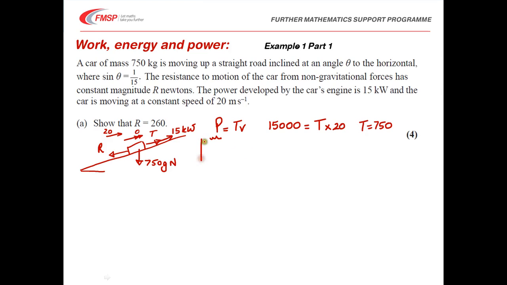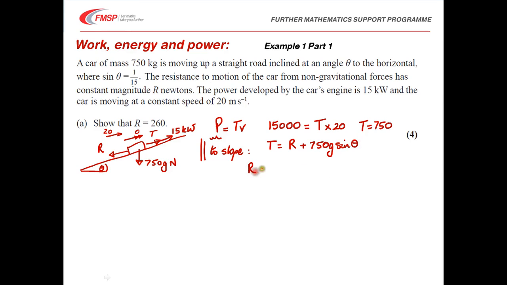Once I know that, I can then consider the forces parallel to the slope. I know that because there's zero acceleration, those forces balance, so T up the slope must be completely balanced by R and the component of the weight, 750g sin θ, which I haven't put on my diagram, down the slope.